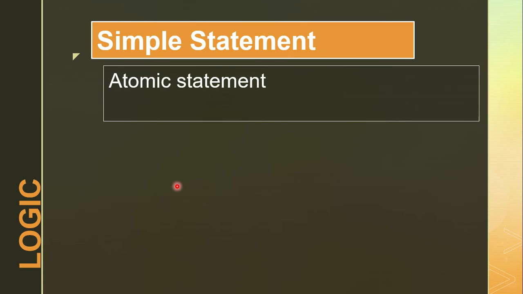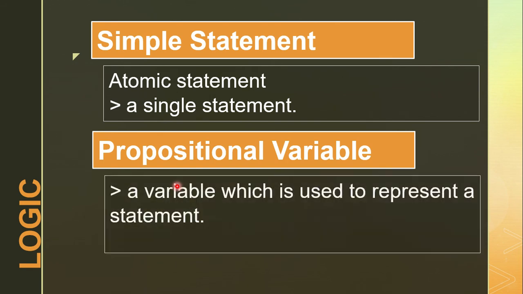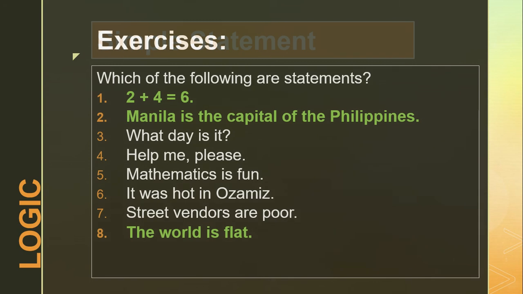Now, the basic unit of a statement is what we call an atomic or a single statement. When you combine two or more atomic statements, we use connectives. When we represent a simple statement mathematically, we use propositional variables. If you recall our examples, for example, 2 plus 4 is equal to 6. Now we can use a propositional variable for this one. Let's say it's letter P.